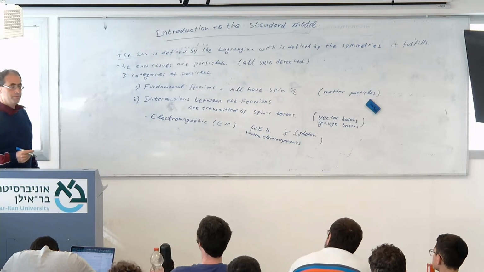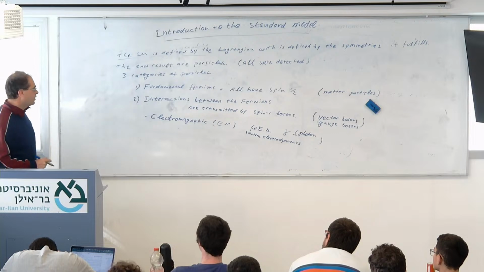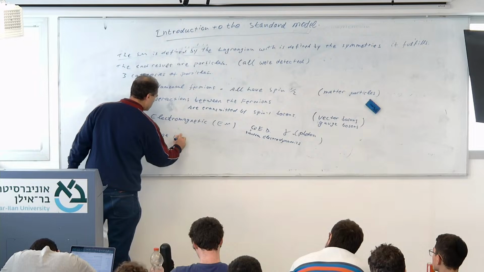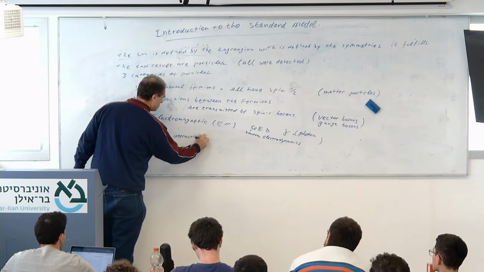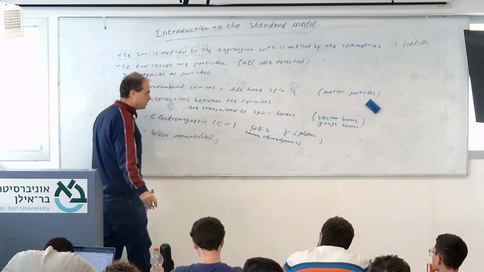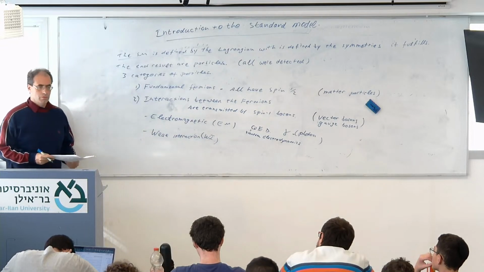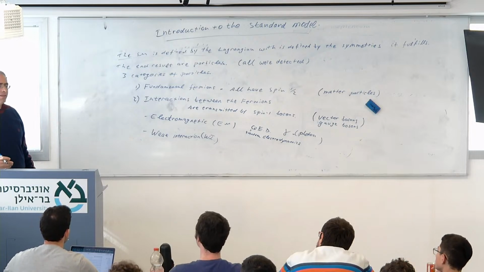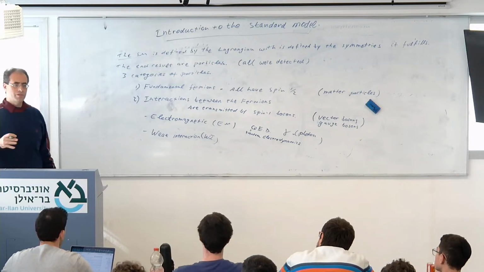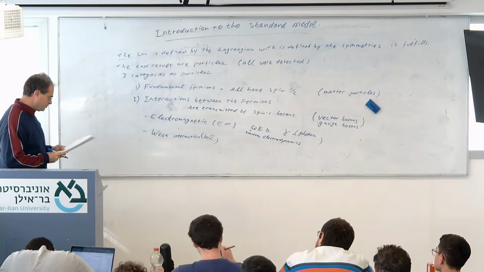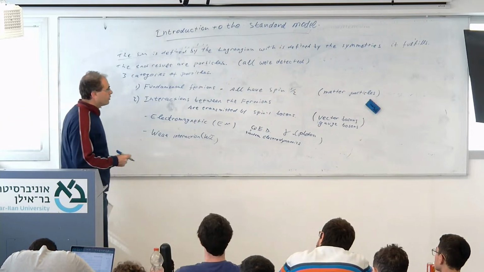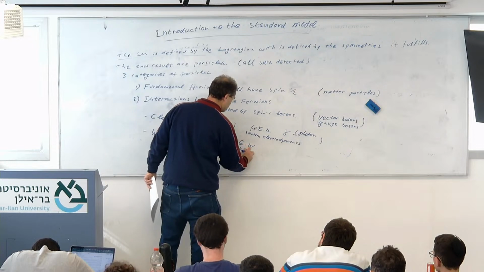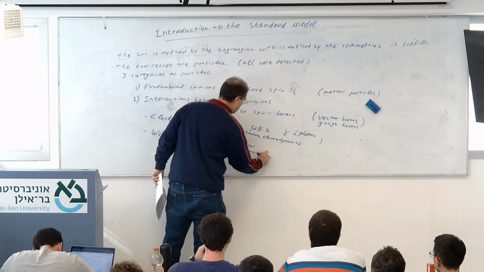Then we have the weak interaction. What is the weak interaction doing? Radioactivity. All the decays that we're seeing are because of the weak interaction. The theory is called electroweak, EW. What are the particles?